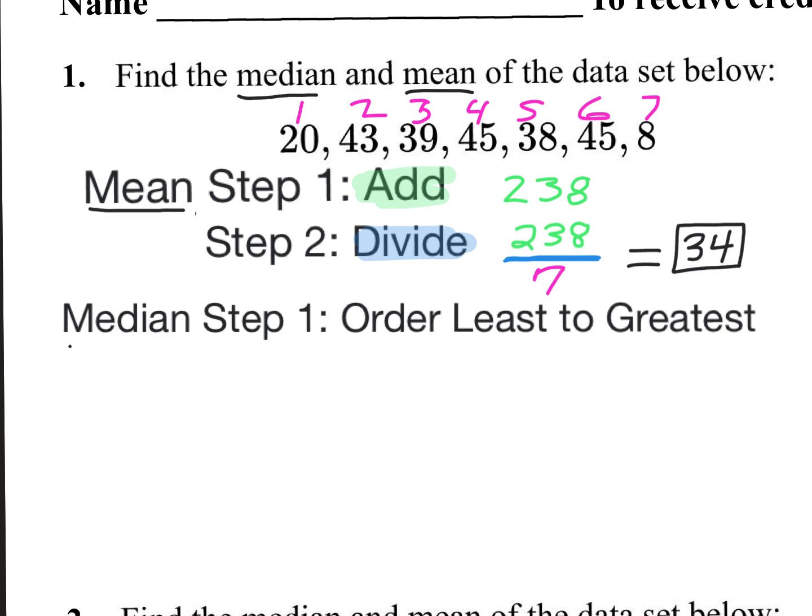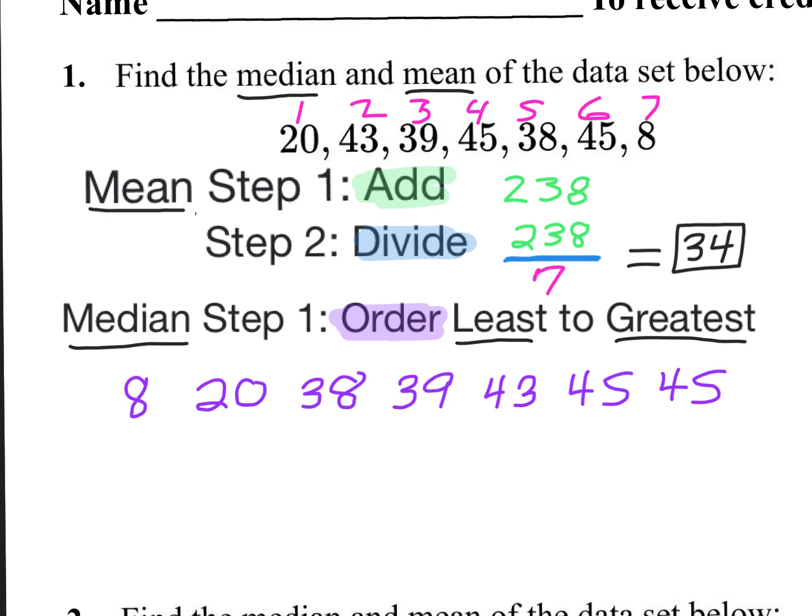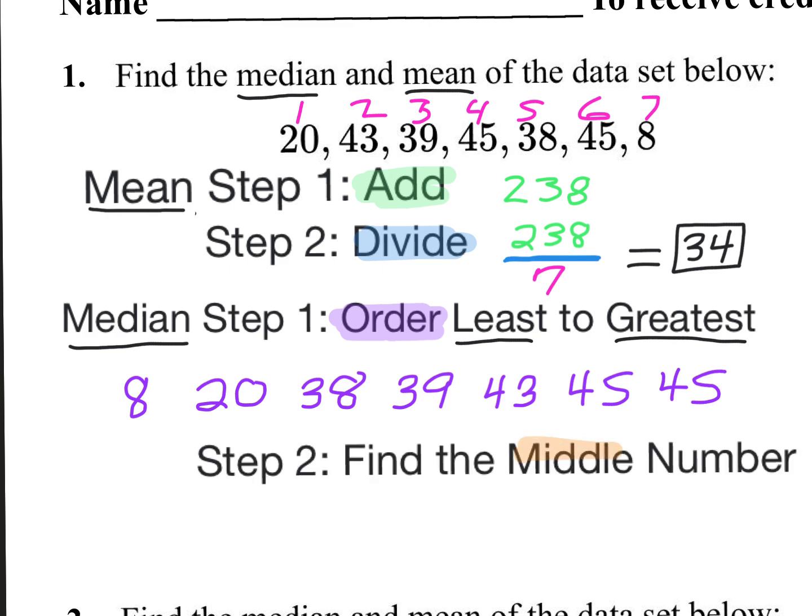In order to find the median, the first step is that you have to take your numbers and put them in order from least to greatest, so smallest to biggest. So as you can see here, I've put them in order with the smallest number 8 in the front and the largest number 45 in the back. And to find the median of a set of data, after you've put it in order, you just need to find the number that is in the middle.